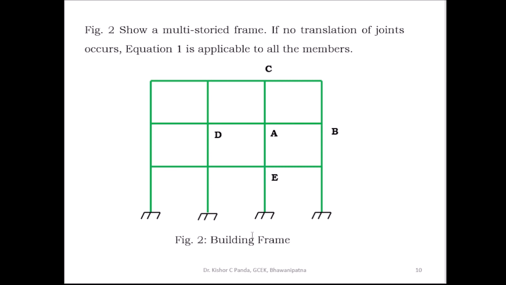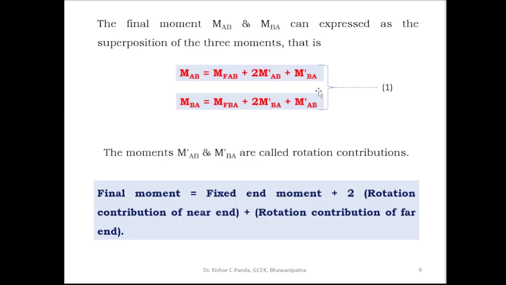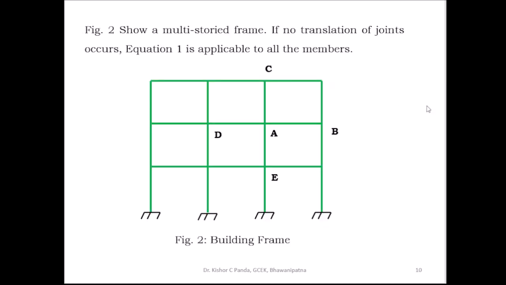Then look at this figure. This is the building frame. If no translation of joints occurs, equation 1 is applicable to all the members. So this is the equation 1, and this equation is applicable to all the members.